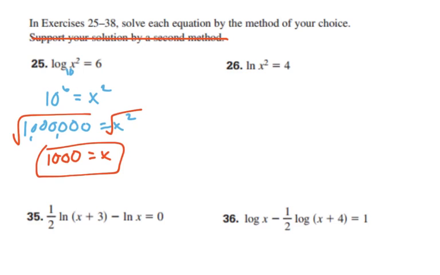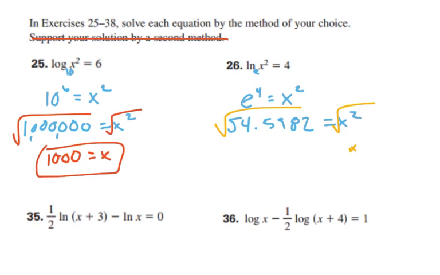Alright, so the next one is log base e. If we rewrite as exponential, we have e^4 equals x squared. e^4 is actually 54.5982. But if that's equal to x squared, let's square root it so we can find out that x is equal to 7.3891.